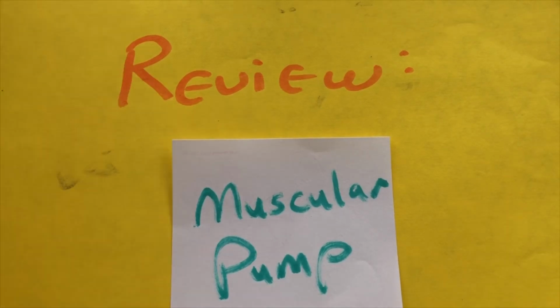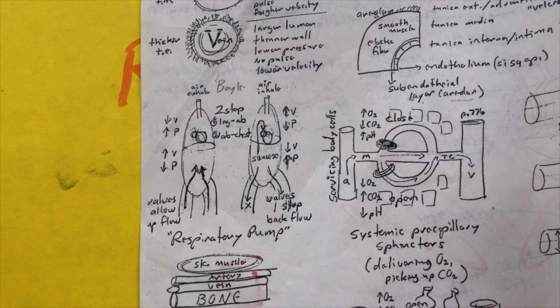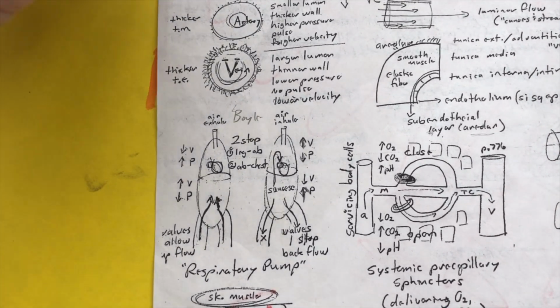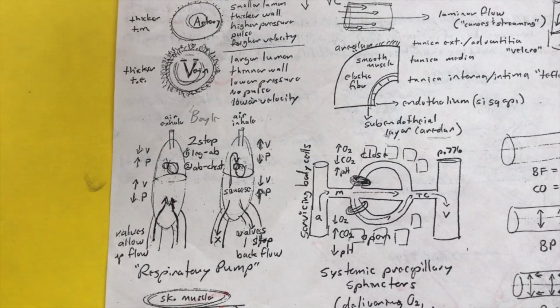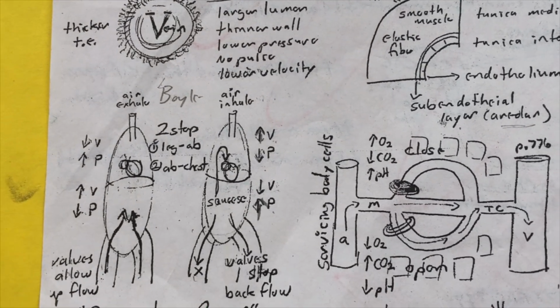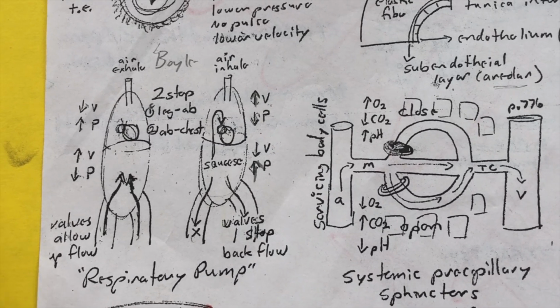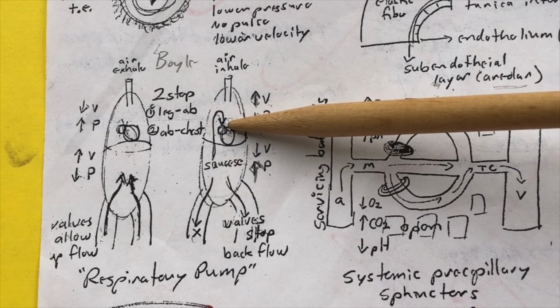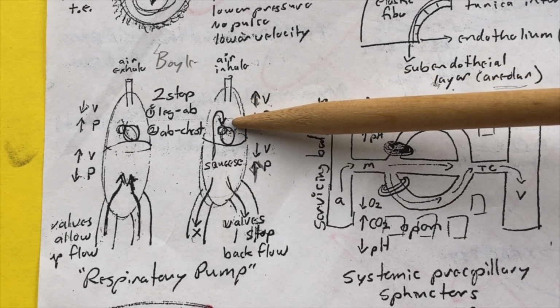Here we go again, a review of the muscular pump and how it helps get venous blood back towards the right side of the heart. So using our diagram as we have before, we talked about Boyle's law and how the respiratory pump allows venous blood to move from the abdomen to the chest when a person inhales.